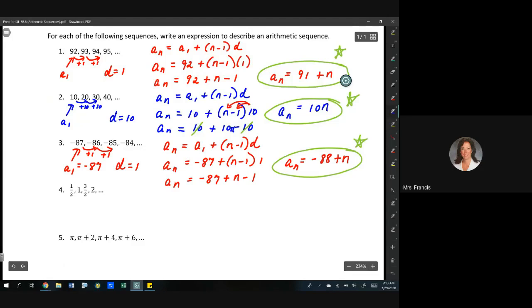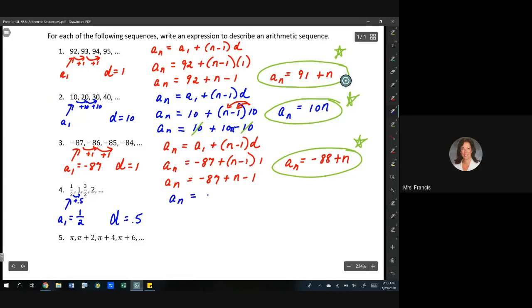Okay, next one. A sub 1, the value of the first term, is a half. And then what are we doing to each term? It looks like we're adding a half to each term, right? So 1/2 plus a half is 1. I'm going to say plus 0.5. So d is equal to 0.5 or a half, however you want to write that.